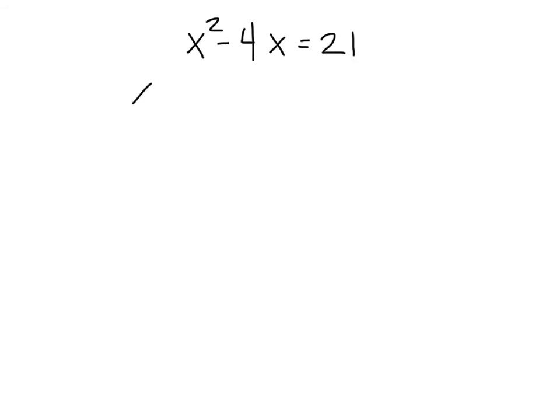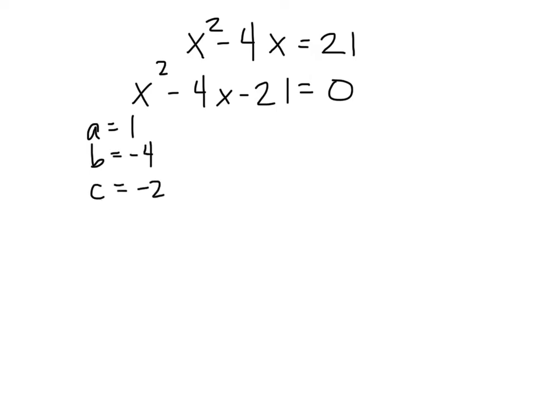Get it into standard form by subtracting the 21. So x squared minus 4x minus 21 equals 0. Your a is 1, your b is negative 4, and your c is negative 21.